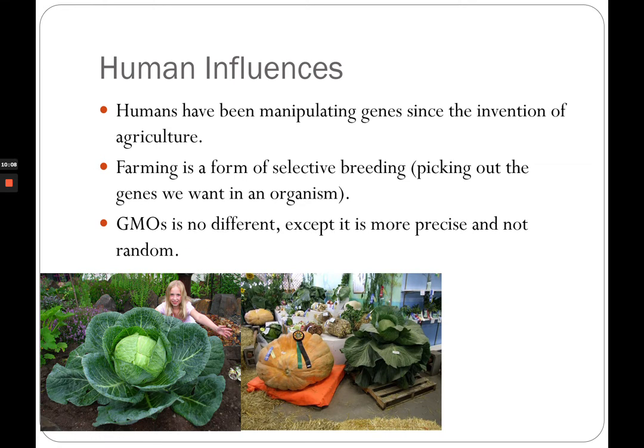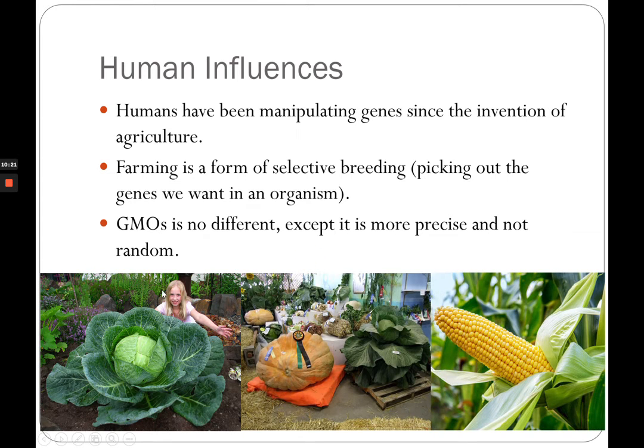GMOs is really not that much different from selective breeding. It's just that with GMOs, you can be more precise instead of being random. So for example, all these vegetables here, farmers have to pick and select the biggest and best out of their crops, and they'll take their seeds and keep growing them year after year until they eventually produce the biggest and the best. So they select these genes that appear more or less at random.